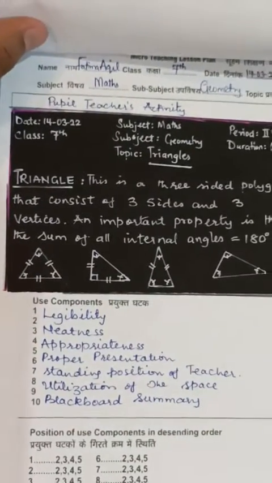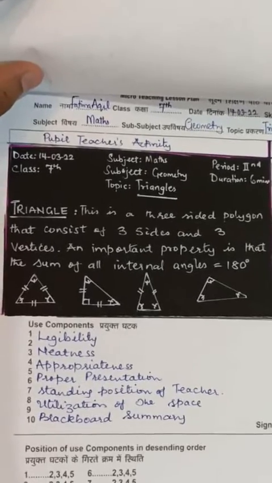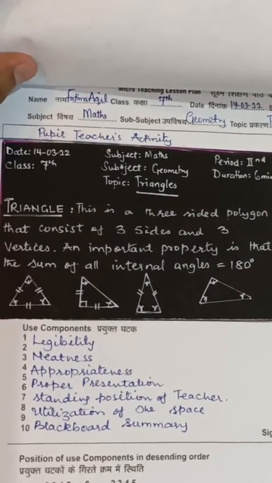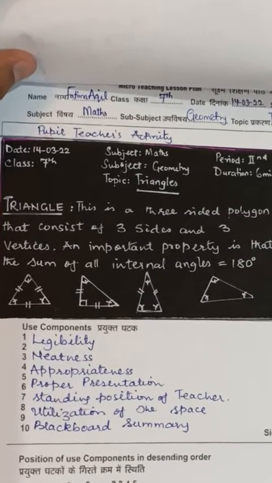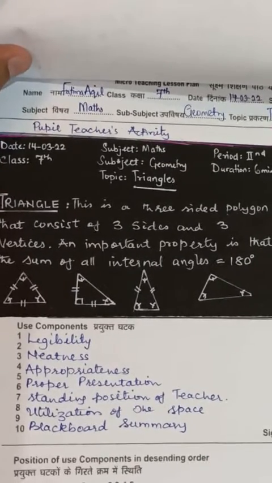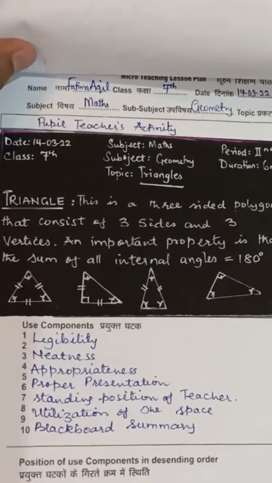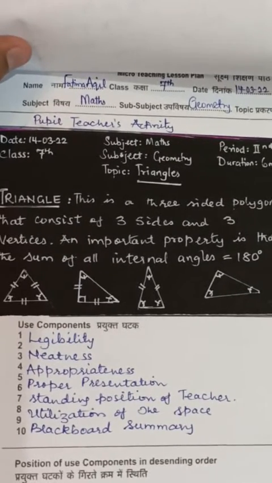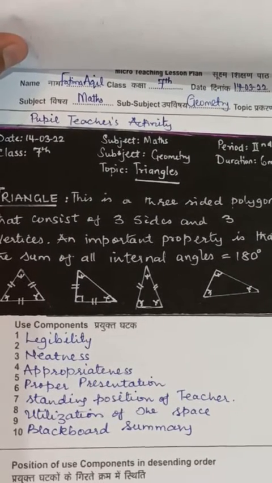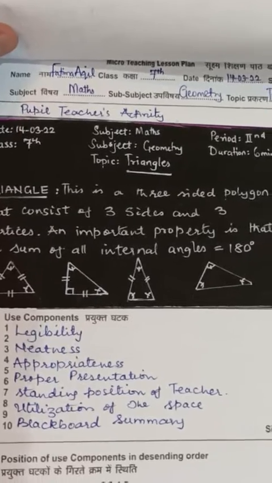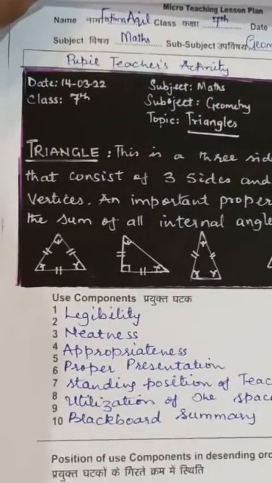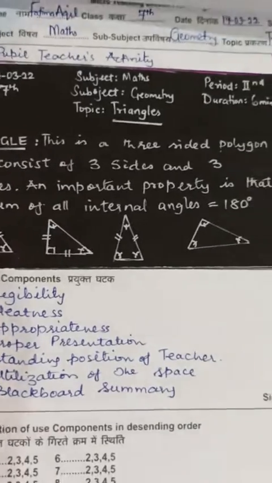So first we give the definition of a triangle here. We have also said that an important property of a triangle is that the sum of all the internal angles is equal to 180 degrees. I have also drawn here the different types of triangles based on the number of sides, the equality of the sides and the angles, to which students write these neatly in their notebooks. And these are the components that have been used here.